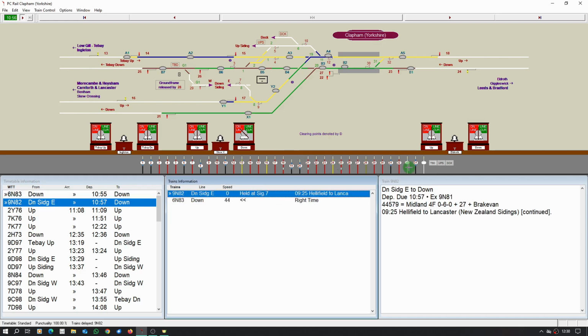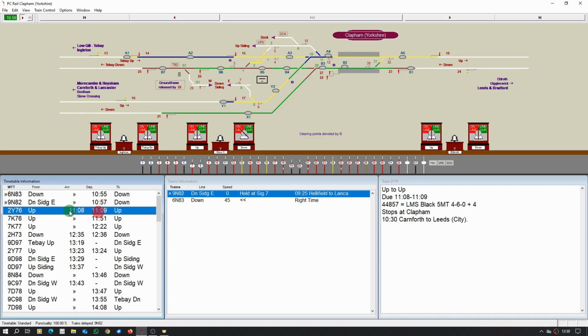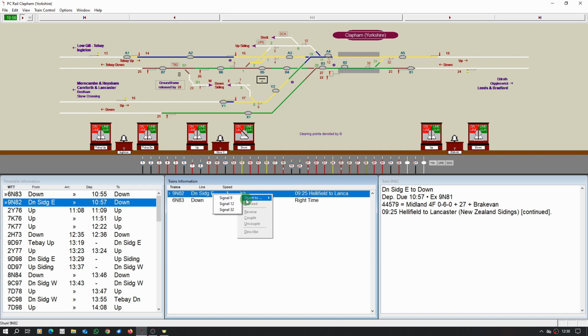It's straight at the signal, so we clear 7 and drop it back into behind 32. And we should have time and room before this one comes in, of course. Let me see if I can do the shunt 2 on this one. Yes, I can. So we want to stop him at 32.